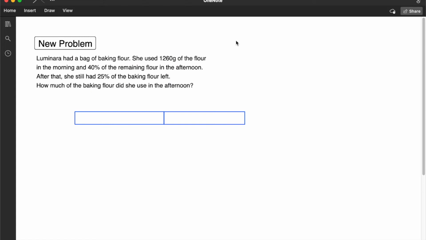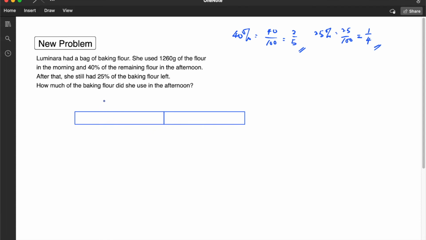And just before we start, just take note that 40% is actually equal to 40/100, and this can be simplified to 2/5, and 25% is actually equal to 25/100, and this can be simplified to 1/4. In other words, 2/5 and 1/4 are exactly the same fractions that we used in the previous example.